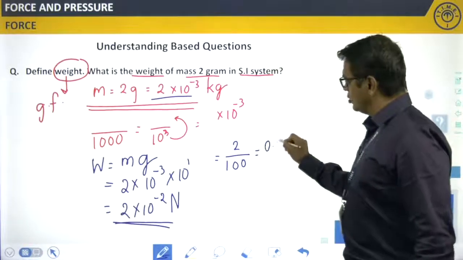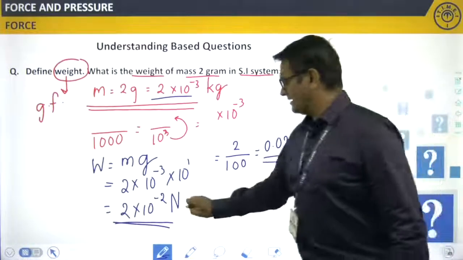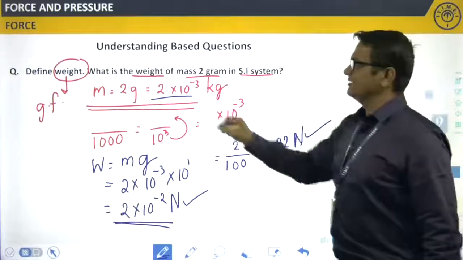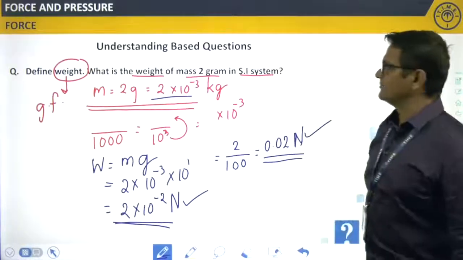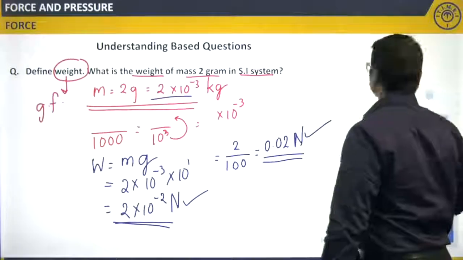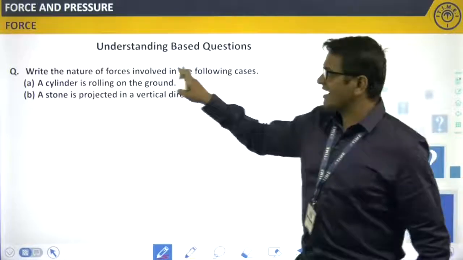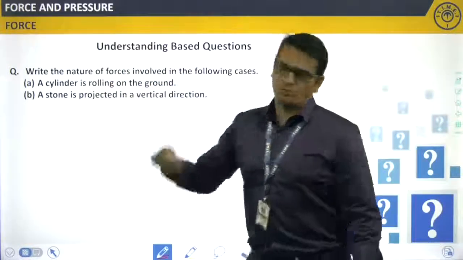That is 0.02 Newton. Clear? Either I can keep it like this or like this. That is the weight of 2 grams in SI system. Okay? Let's see the next question. Write the nature of the force involved in the following cases. A cylinder rolling on the ground.